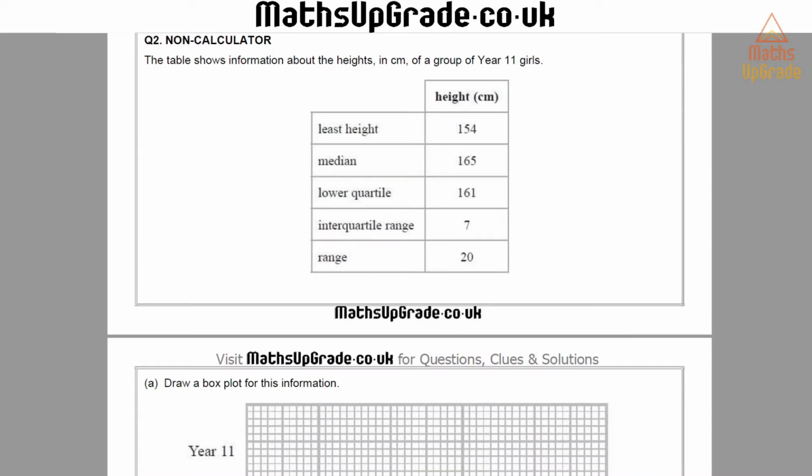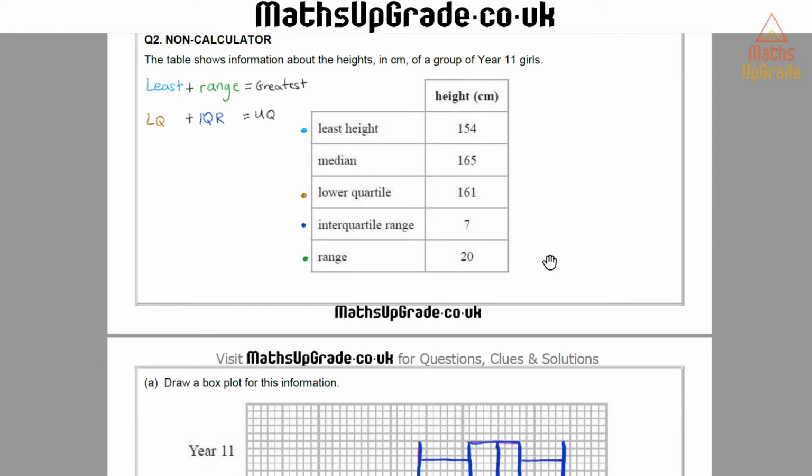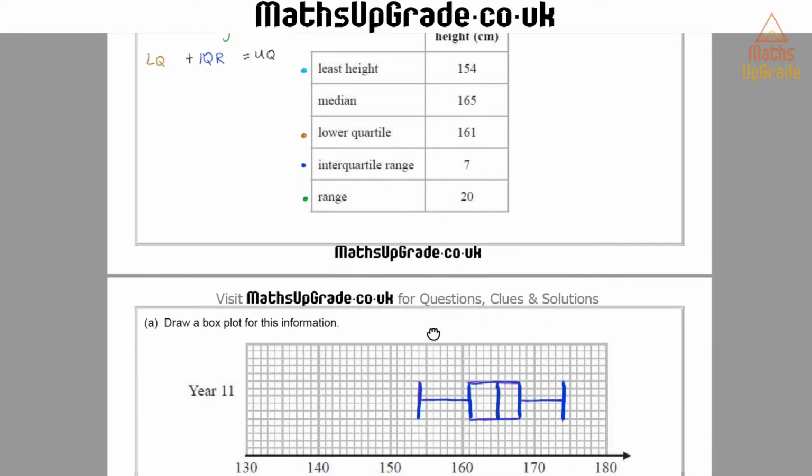In question 2, I'm asked to plot a box plot from this data here. What you'll notice from this data is I'm not given the greatest height, but since I know that the range is the greatest subtract the least, I'm going to find the greatest by just adding those 2 values together. And similarly with the upper quartile, I can just add the lower quartile with the interquartile range. That gives me this box plot here, and that's 3 marks.